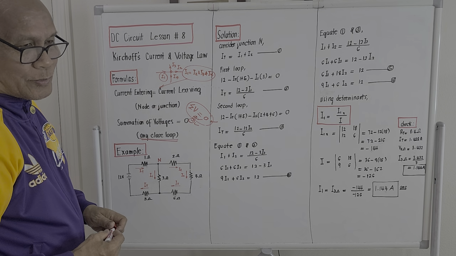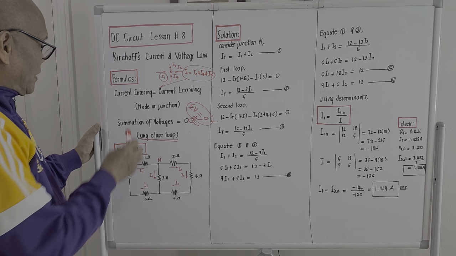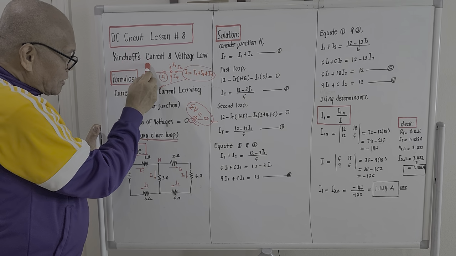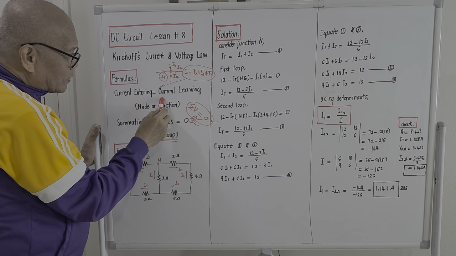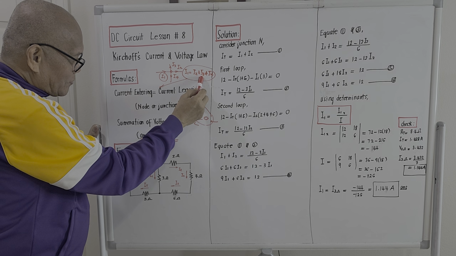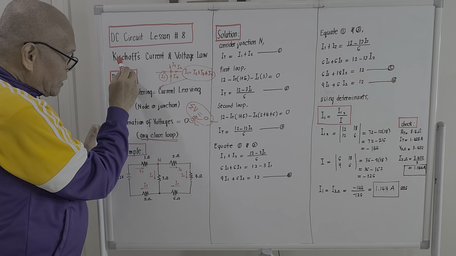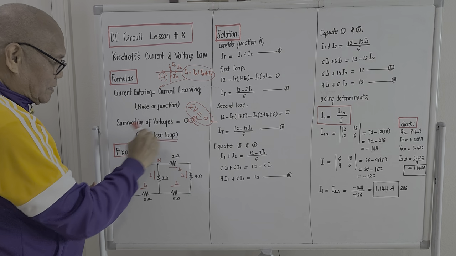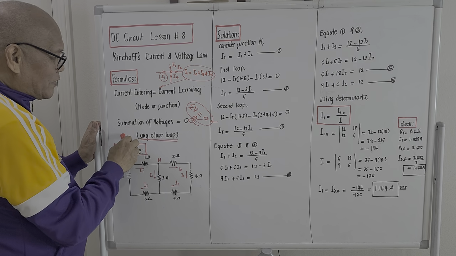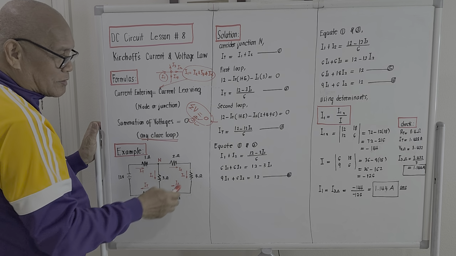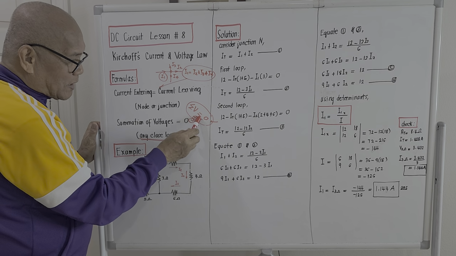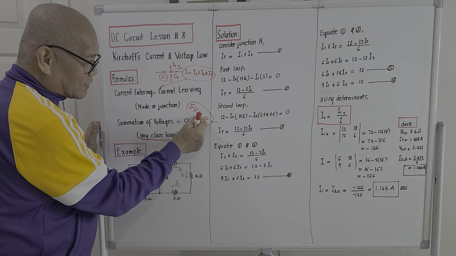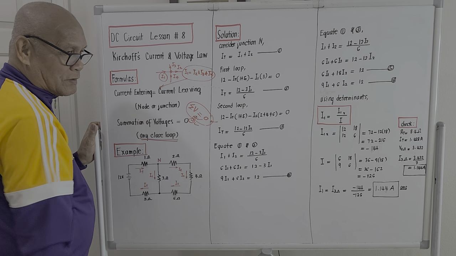It's easy to simplify this one. Kirchhoff's current and voltage law. Kirchhoff's current law: current entering equal to current leaving. And Kirchhoff's voltage law: in any closed loop, right? The summation of the voltages should be equal to 0. Voltage source should be plus and voltage drop should be considered a minus. And the right hand side should be equal to 0.